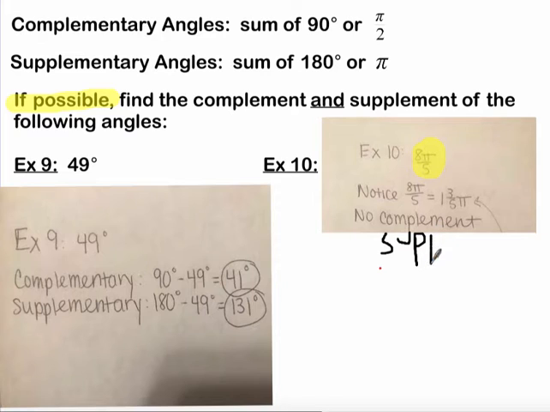What would I do if it was an angle that was measurable? All I would do is the same thing I did over here in example 9, but instead of doing 90 minus the angle, I would instead replace that with pi over 2 minus the angle. To find the supplement, I would do the similar thing, pi minus the angle. My warning to you with radians is, you're not very comfortable with them yet, so when you're finding that supplement and that complement, make sure that you're checking first of all if it's possible.